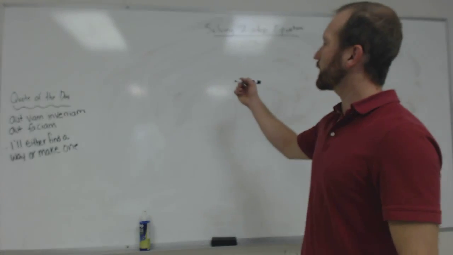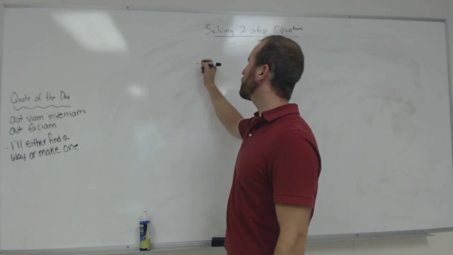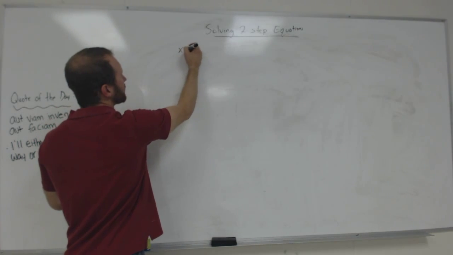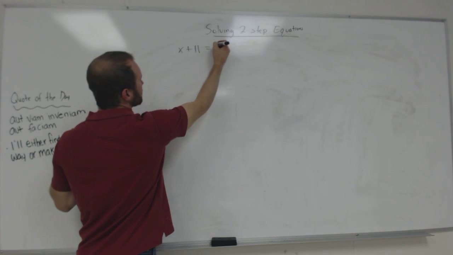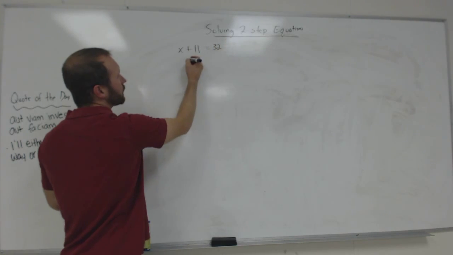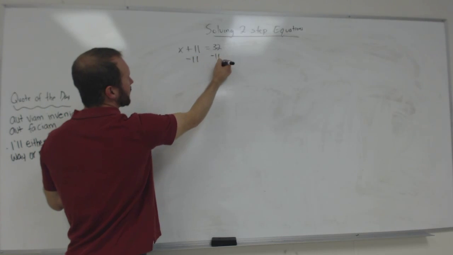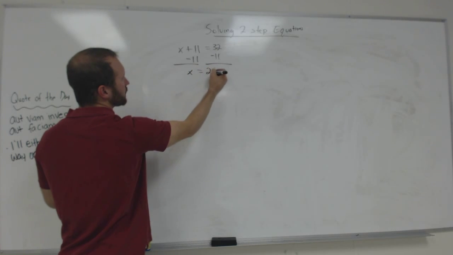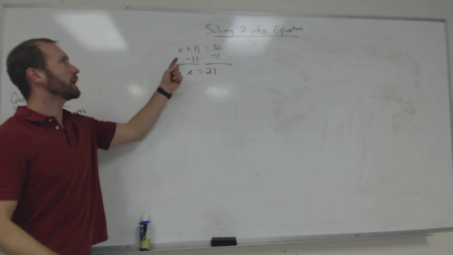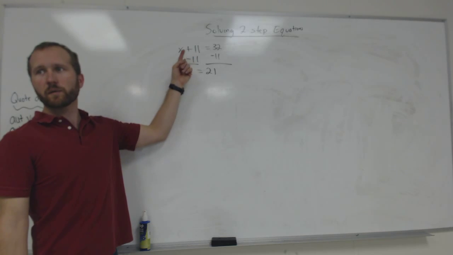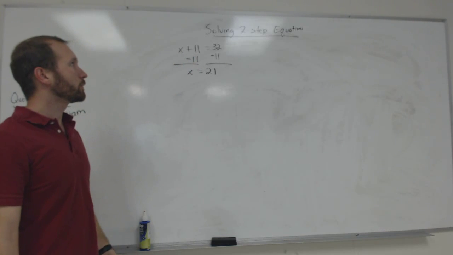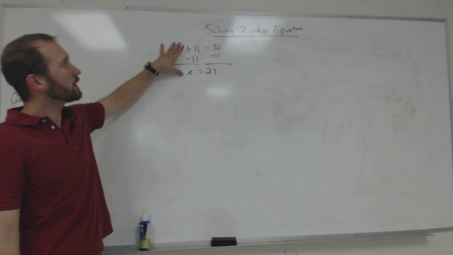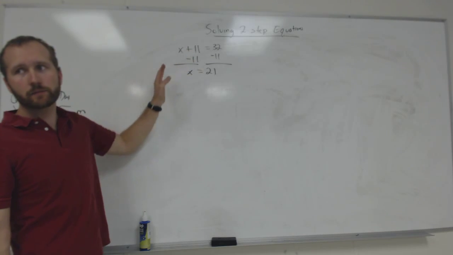Solving two-step equations is our topic for today. So remember with one-step equations, we had something like x plus 11 equals 32. We would subtract 11 from both sides, and we get x equals 21. If it said x minus something, we would add to get our answer. So here's one type of one-step equation, when we're adding or subtracting.